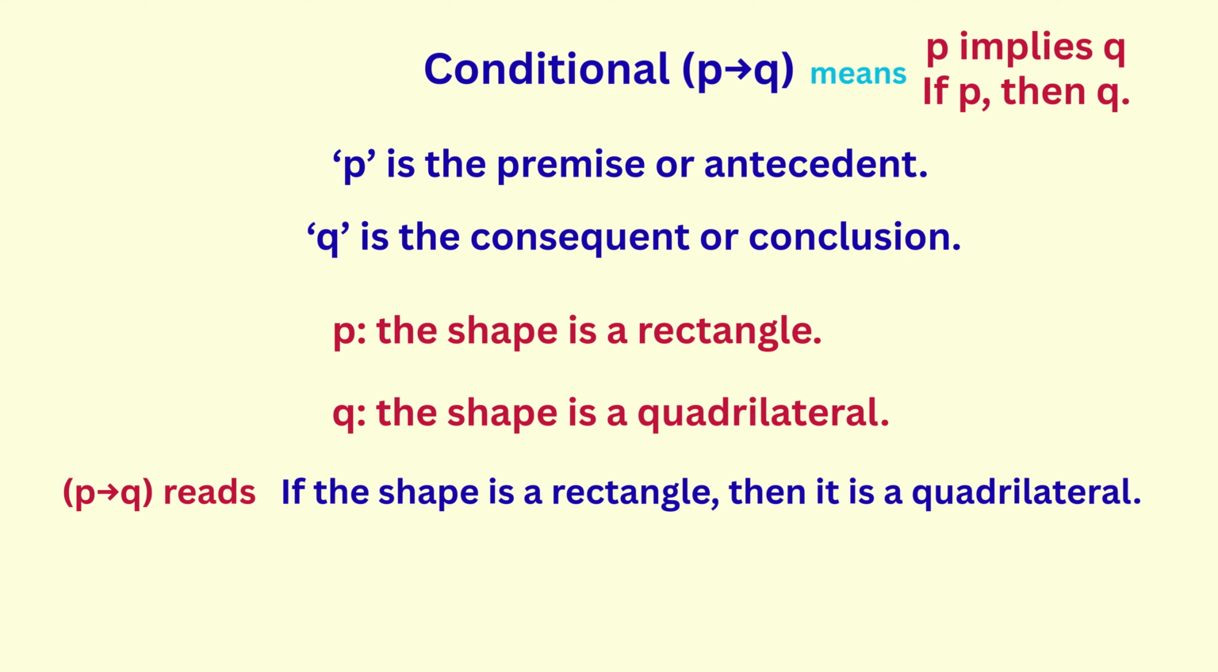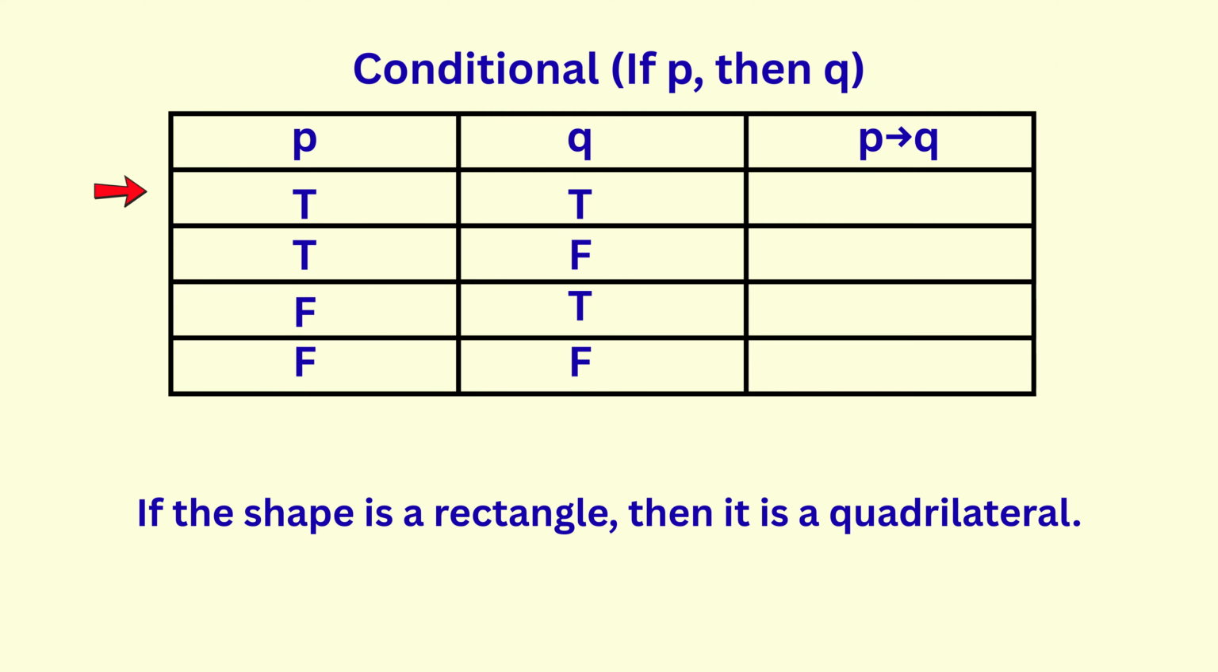The conditional statement would read, if the shape is a rectangle, then the shape is a quadrilateral. The first row reads, if the shape is a rectangle, then the shape is a quadrilateral. This is a logical conclusion, since a rectangle has 4 sides, which is what defines a quadrilateral. Therefore, if both components of the implication are true, then the implication is true.